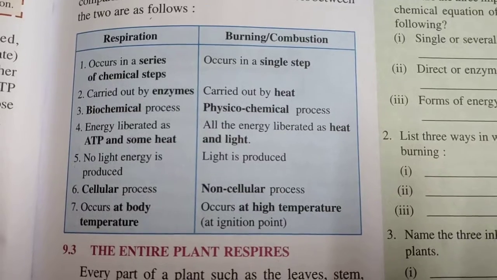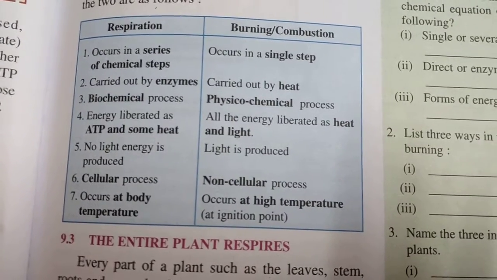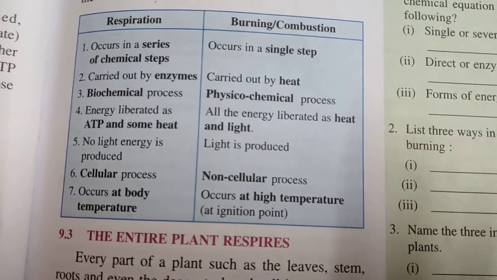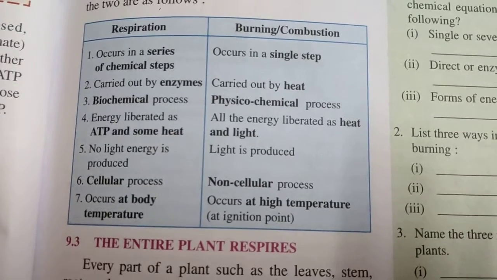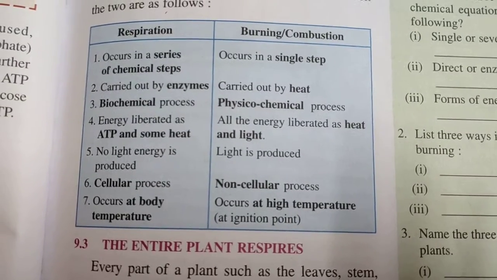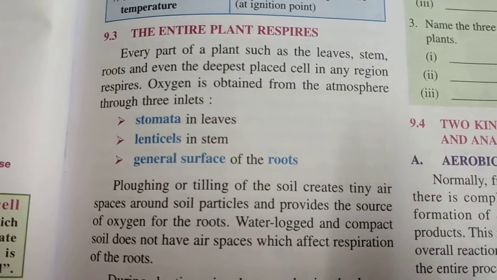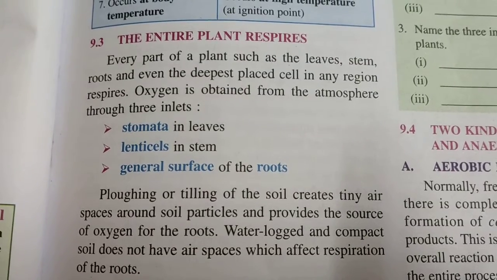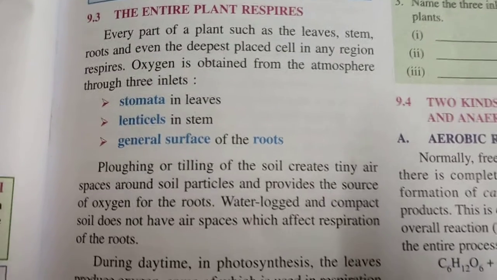I will always suggest to go through 5 points, but I think 1 point more you can learn, because if you get a 5 marks question and you forget one of the points, it will be a problem. So please go through all the 7 points, then it will be easier for you to remember. Now, the entire plant respires. Oxygen is obtained from the atmosphere through 3 inlets: stomata in leaves, lenticels in stems, and the general surface of the roots.